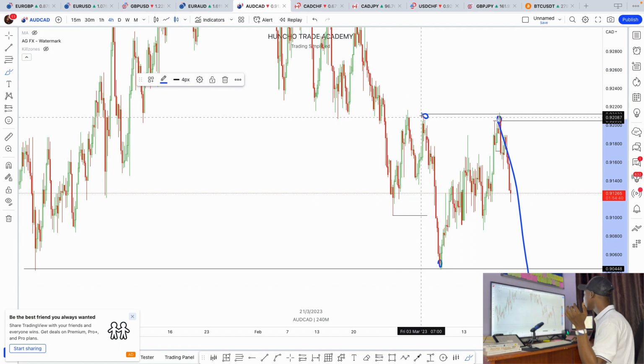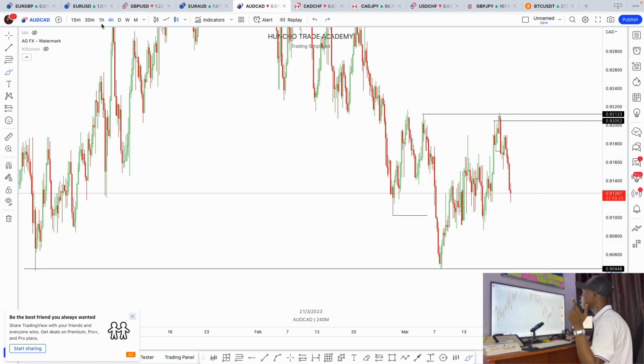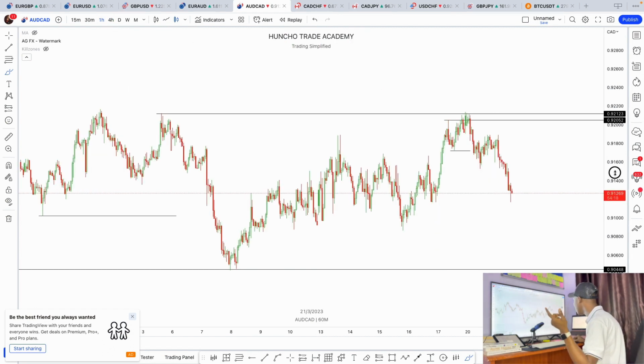This is the whole move. Lower high, right? Then the lower low, then another lower high, then another lower low. So I want to catch this move right from the top, and that is why I went to the 1 hour chart. And as you can see on the 1 hour chart, we have that extended liquidity.